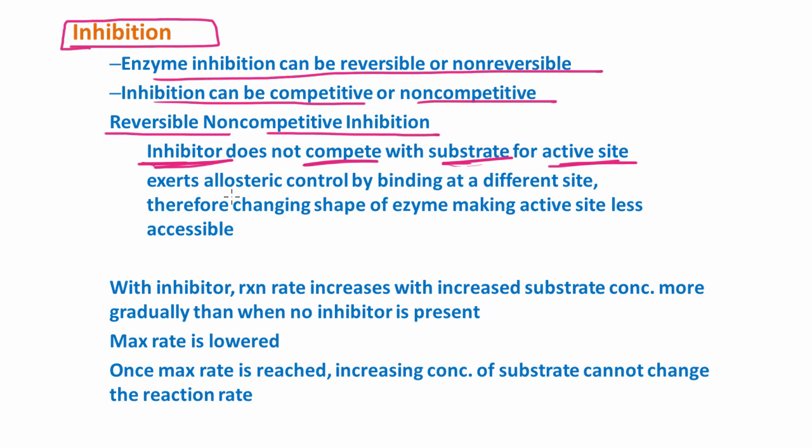So the inhibitor then would be an allosteric inhibitor. It exerts allosteric control by binding at a different site. So as we know, it would bind at a different site, change the shape of the enzyme, making the active site less accessible. Okay, so that makes sense.